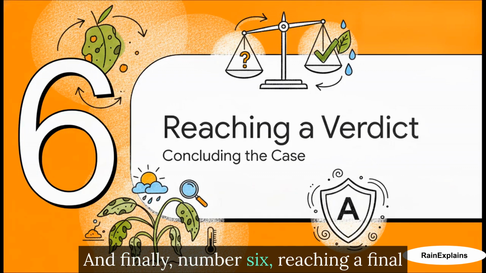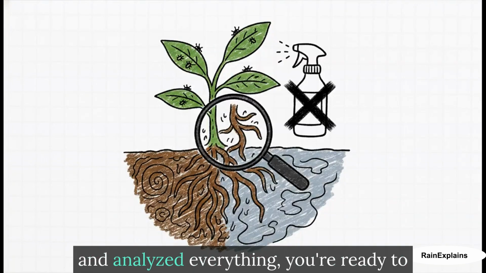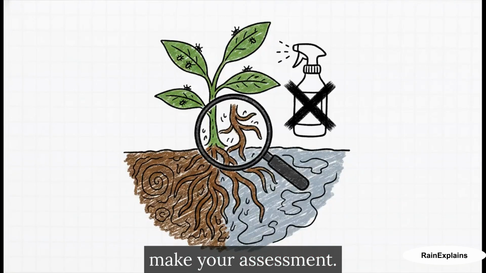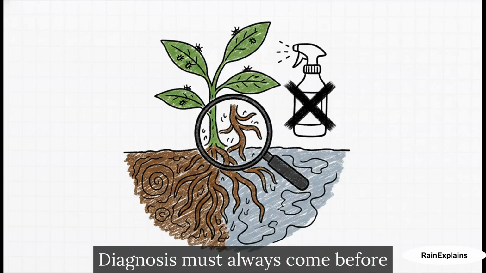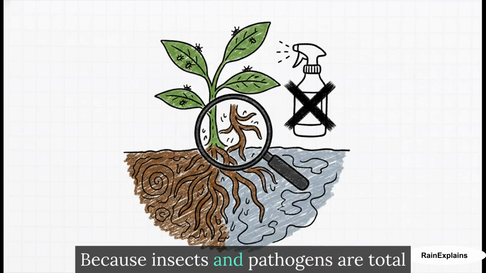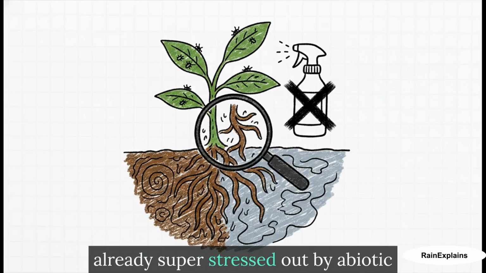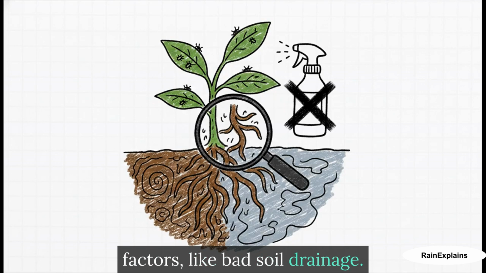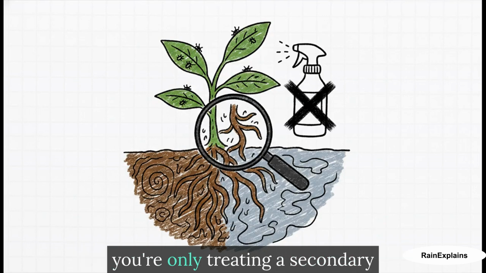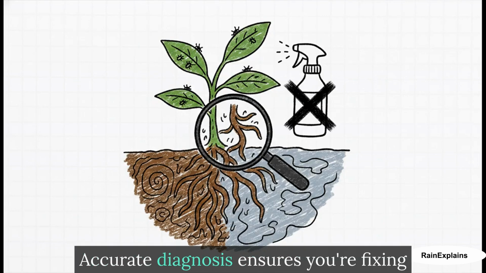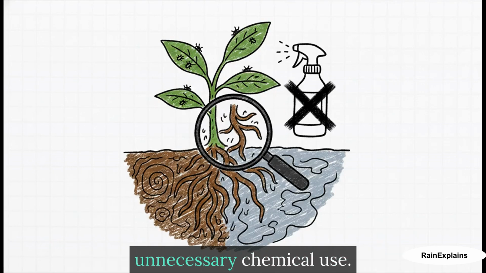And finally, number 6, reaching a final verdict. Once you've walked through those steps and analyzed everything, you're ready to make your assessment. But here is the absolutely crucial point. Diagnosis must always come before treatment. Why? Because insects and pathogens are total opportunists. They very often attack plants that are already super stressed out by abiotic factors, like bad soil drainage. If you just spray a pesticide to kill the bugs without fixing that compacted soil, you're only treating a secondary problem. Accurate diagnosis ensures you're fixing the actual root cause, which saves you time, money, and prevents totally unnecessary chemical use.